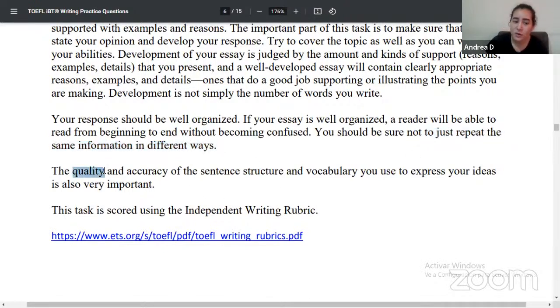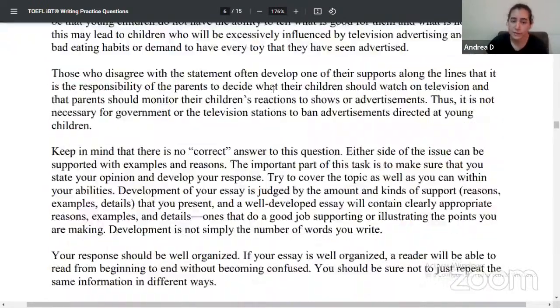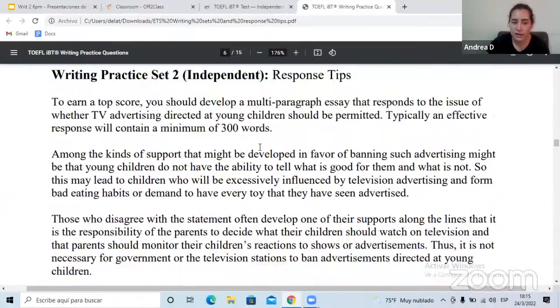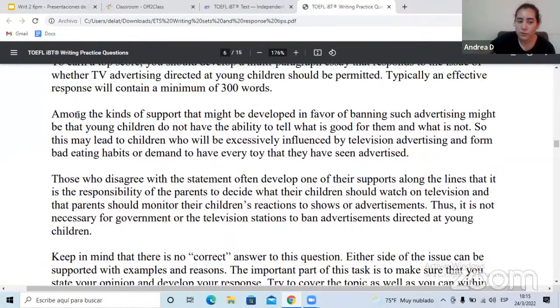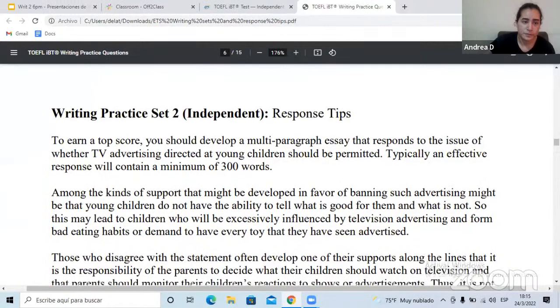And then they also say the quality and accuracy of the sentence structure and vocabulary you use is also very important. So this is basically grammar and vocabulary, right? And then they give you the rubric. So that is what the ETS says. That's everything they tell you to do or not to do. And we're going to try to meet that criteria that they have, those standards. Okay, any questions about what we just read or what the TOEFL is expecting or the ETS is expecting from your response?